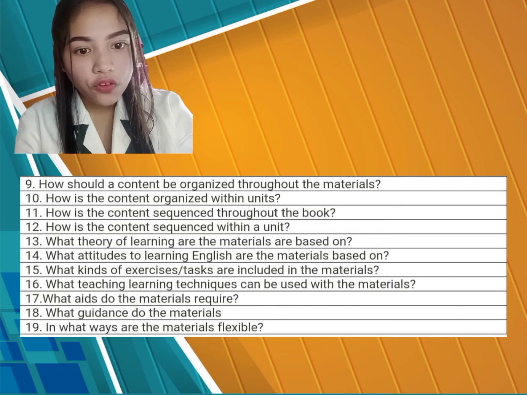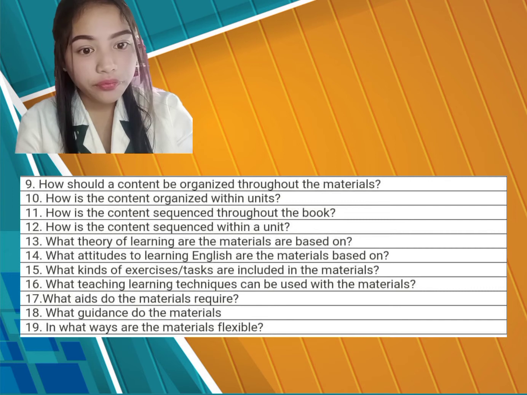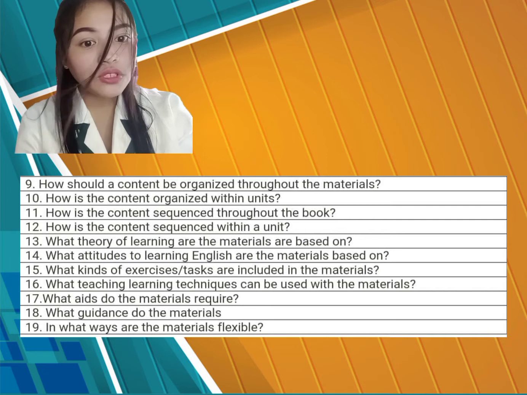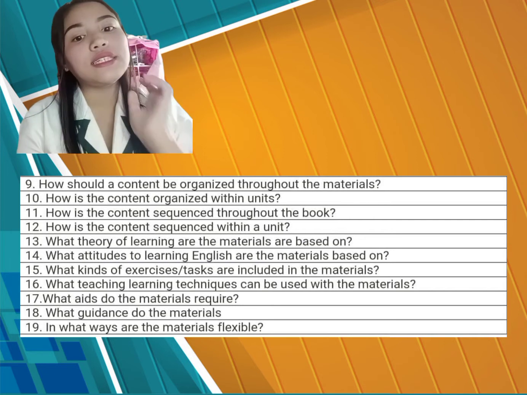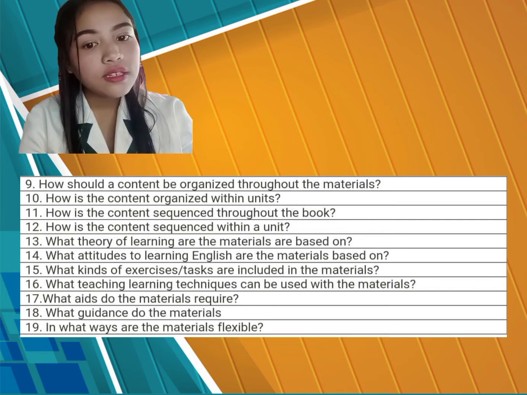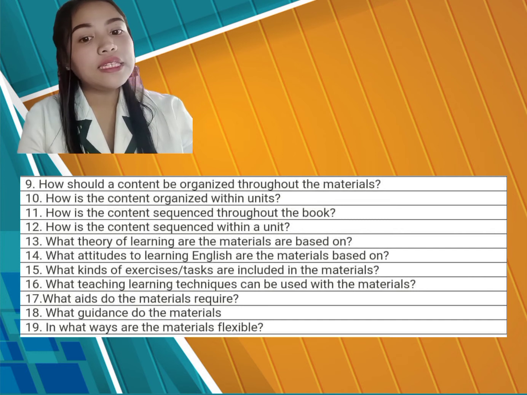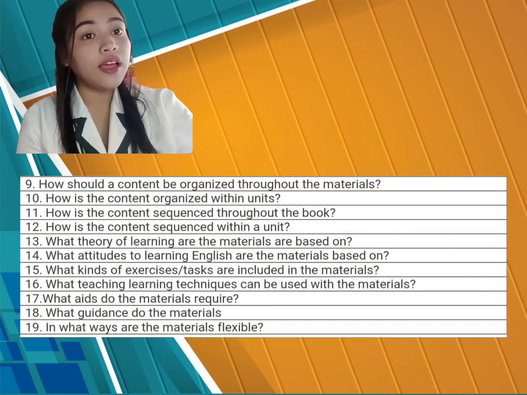What kinds of exercises or tasks are included in the materials? What aids do the materials require? What guidance do the materials give? And lastly, in what ways are the materials flexible? These are the criteria that a subjective analysis and objective analysis can answer.